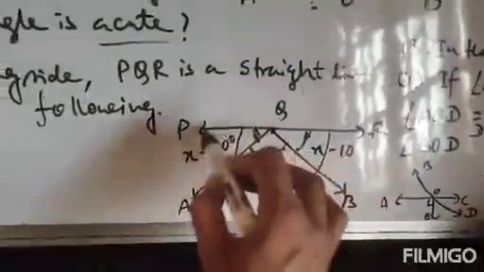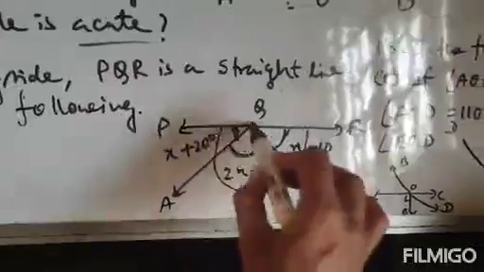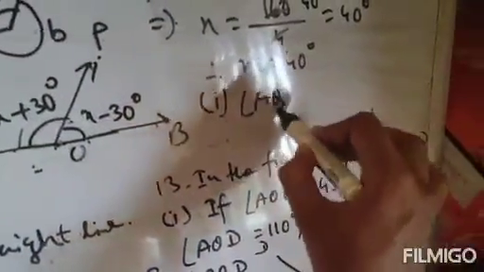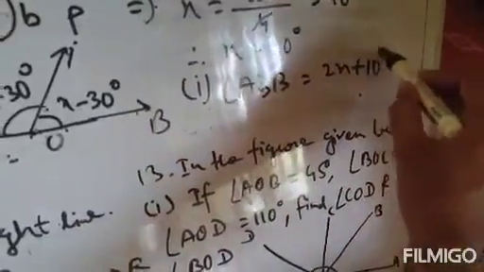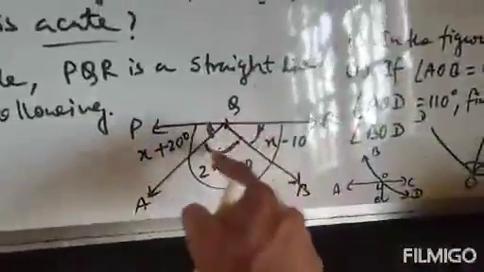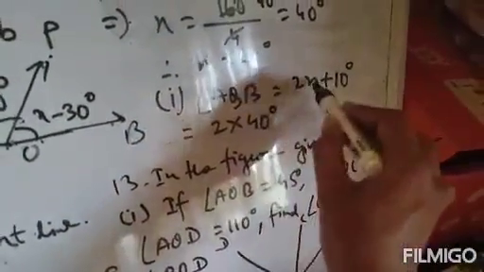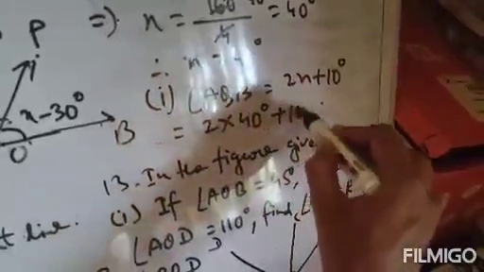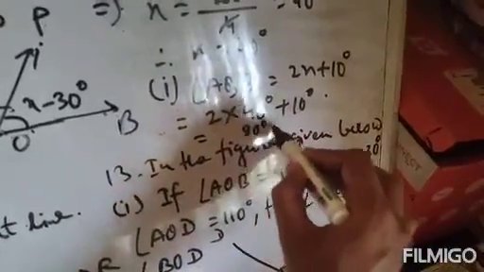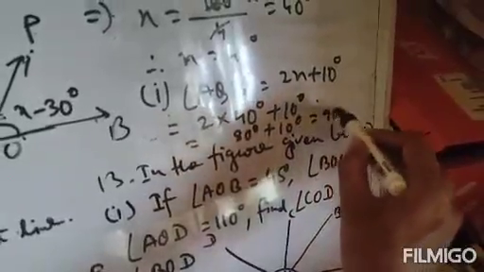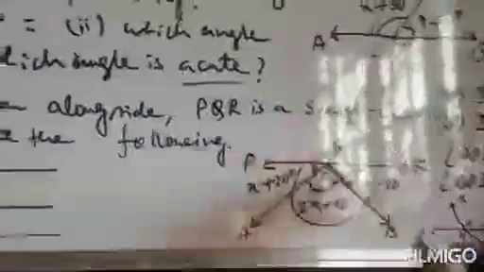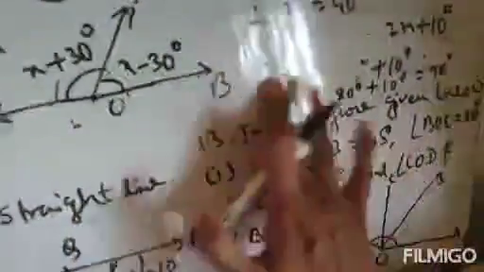The first question is find angle AQB. AQB, this part, is given as 2x plus 10 degrees. So put the value of x. 2x means 2 multiplied by x, and x is 40 degrees. Now 2 into 40 is 80 degrees, plus 10 degrees, that is 90 degrees. So the first answer is angle AQB is 90 degrees. Clear? So I'm going to erase this.